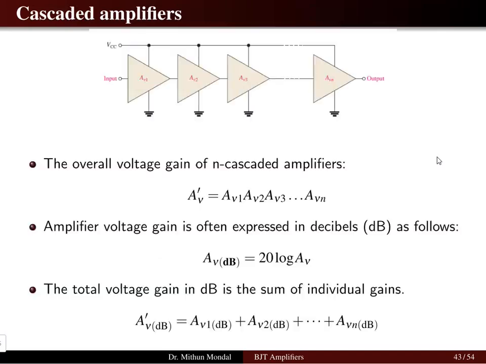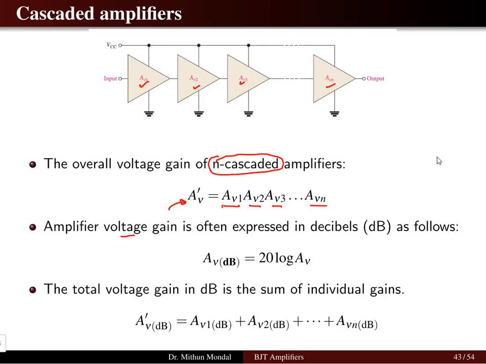What are cascaded amplifiers? In cascaded amplifiers, you can see many amplifiers connected in series, and these are BJT amplifiers, each with its own characteristic voltage gain denoted by AB1 to ABN. So there are basically n cascaded amplifiers taken here. The overall voltage gain AB dash will be the product of the voltage gains of each individual amplifier.